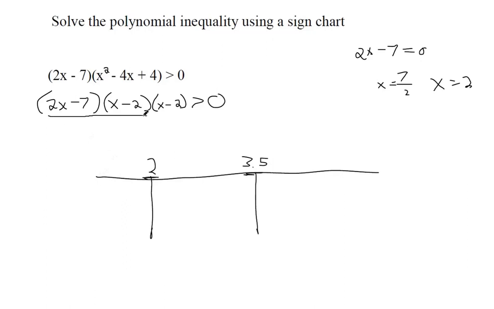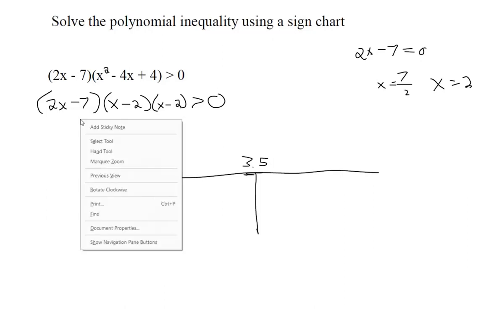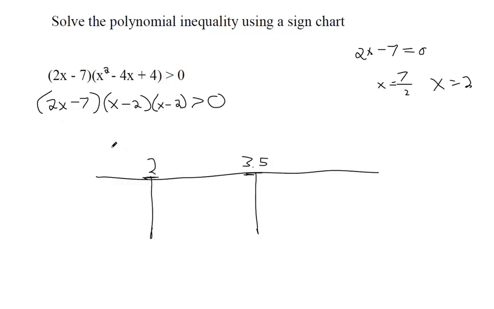If I plug in 0 into this polynomial, 2 times 0 is 0, 0 minus negative 7. Now look, with the sign chart, we don't care about the exact number, we just care about the sign. So if I plug in 0 into this parentheses, I get a negative number. If I plug in 0 in here, 0 minus 2 is negative 2, so I get a negative number. And same thing here. And now we can know what the sign is to the left of 2, because a negative times a negative is a positive. A positive times a negative is a negative over here.